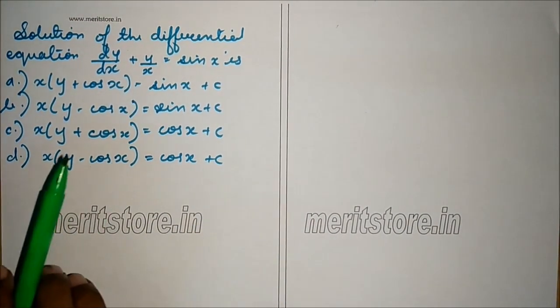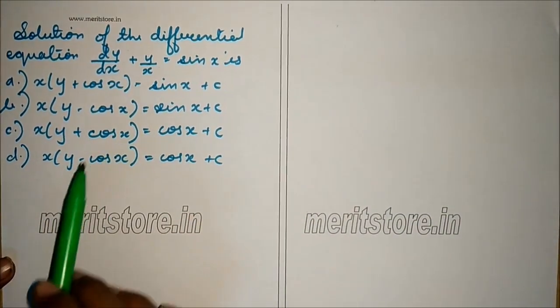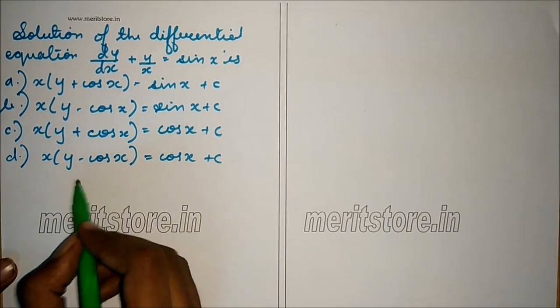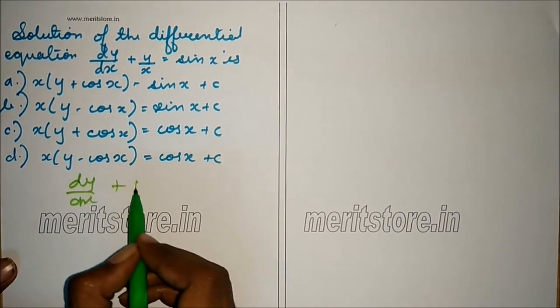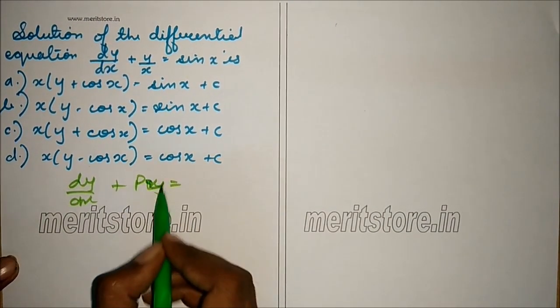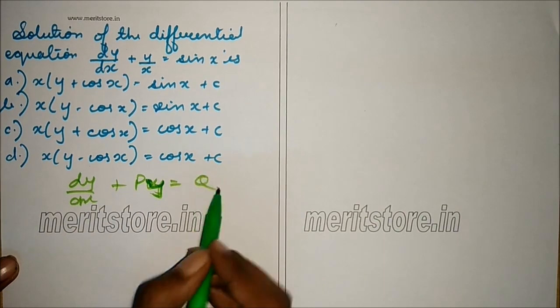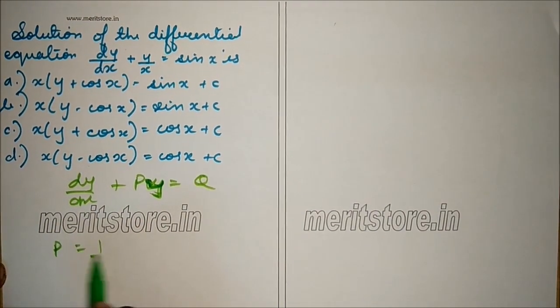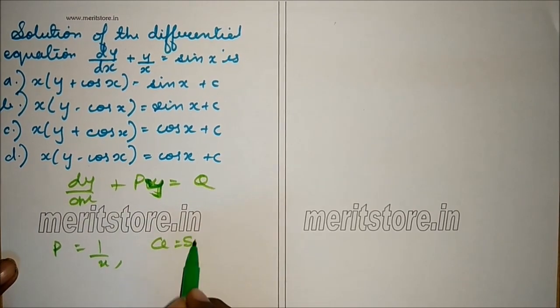So a linear differential equation is given, dy by dx plus y by x equals sin x. We have to find the solution for this. So this is in the form of dy by dx plus py equals q. So here p is 1 by x and q is sin x.